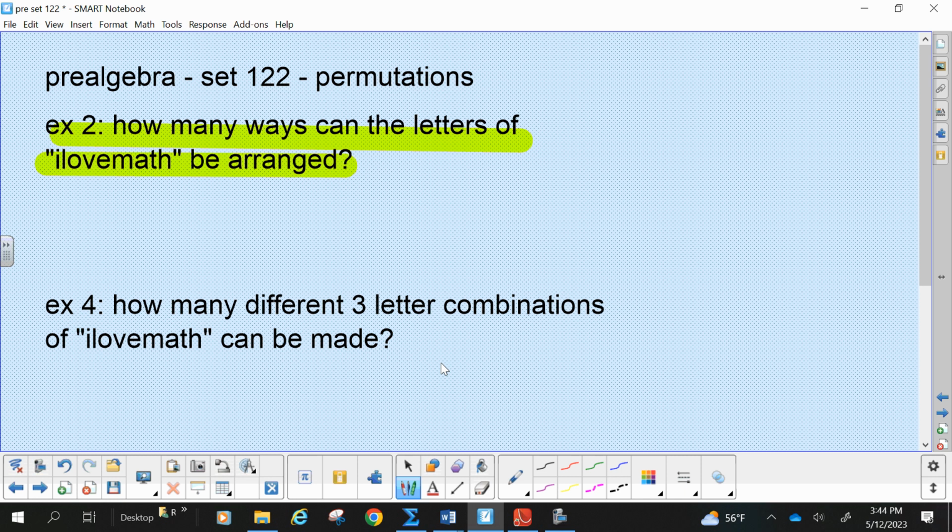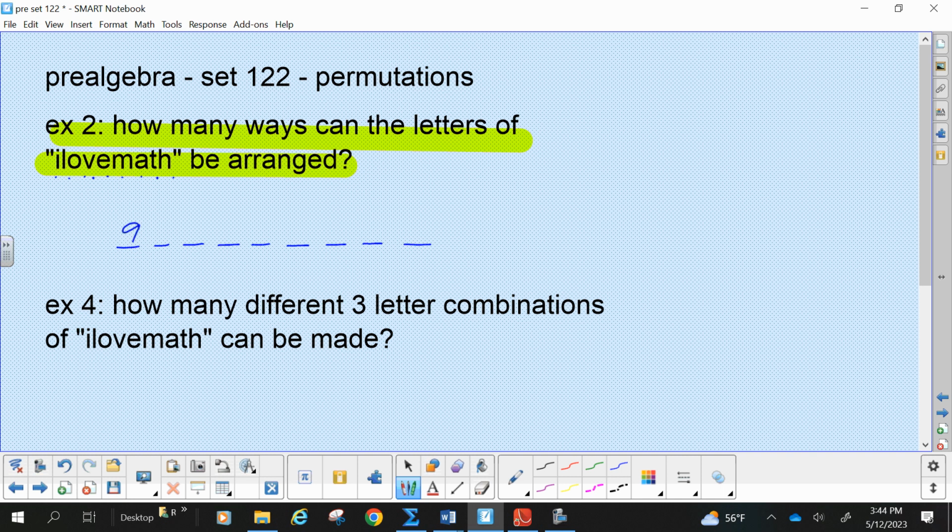Okay. Here we go. Now, using the shortcut, I'm going to arrange all these. So there are 1, 2, 3, 4, 5, 6, 7, 8, 9 different letters to arrange or rearrange. So I'm going to put down 9 spaces. Now, in the first space, I could put an I, an L, an O, a V, an E, an M, a T, an H. I have 9 choices.